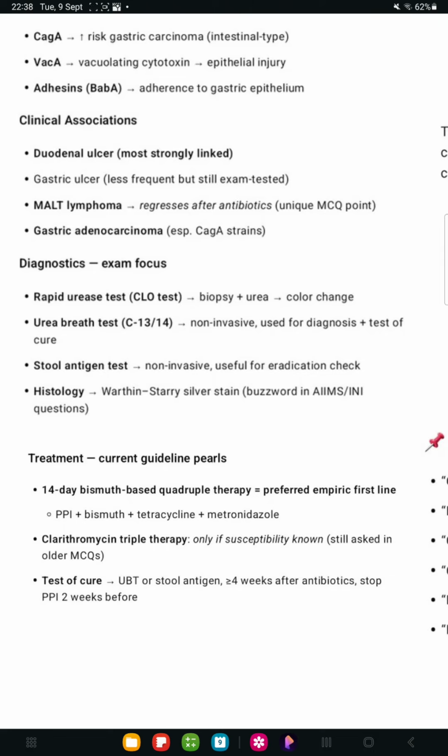And what is this test of cure? In this we use the UBT, that is urea breath test, or stool antigen, that is done after completing the course, 4 weeks after antibiotics. After completing antibiotics, 4 weeks after that, and the patient should also stop PPIs 2 weeks before this test.